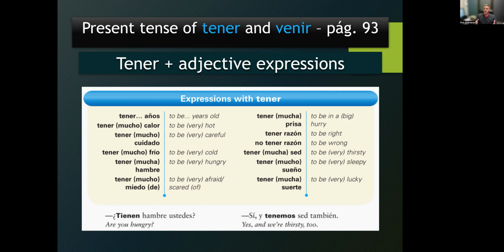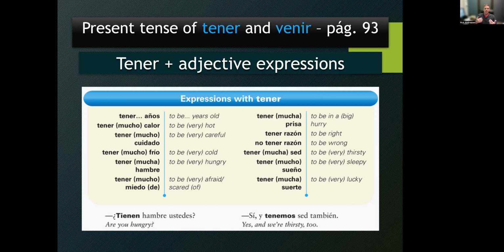To be right, we don't say you are correct. We say you have reason. You have a justification. Tú tienes razón. You're right. Yo tengo razón. The no tener razón means to be wrong. You don't have reason. You're not right in this. So mi hermana no tiene razón. She's not right. She's wrong. She is mistaken.